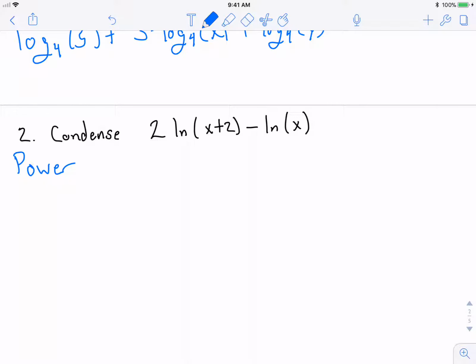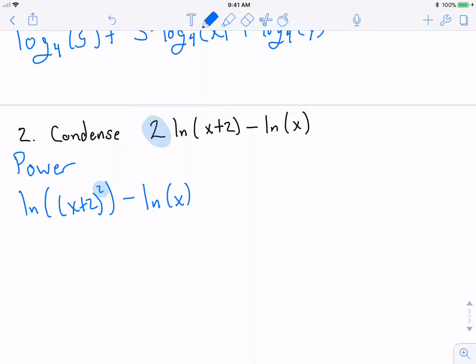So multiplication on the outside will now become powers. The only multiplication we have is this times 2 right here. So this becomes the natural log of x plus 2 squared minus the natural log of x. So notice here that the entirety of what's inside the log gets squared. Not just the x and not just the 2, but it's x plus 2 all squared.